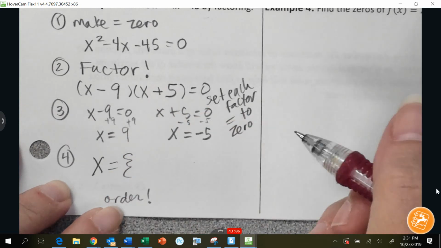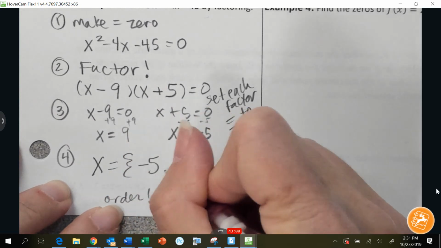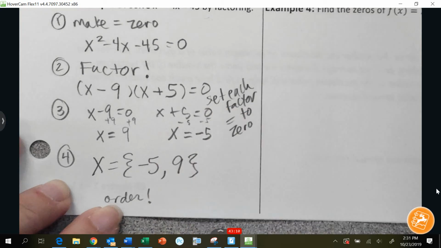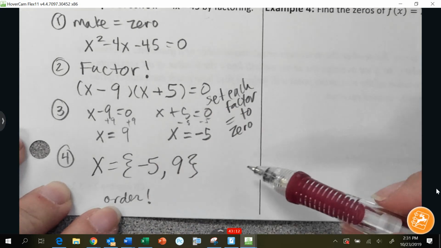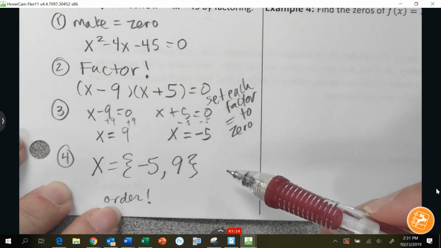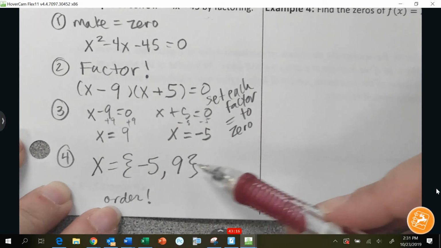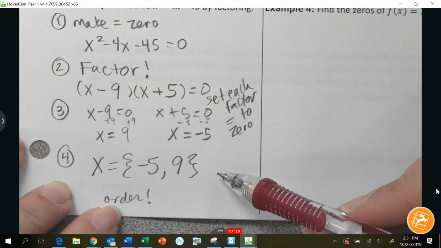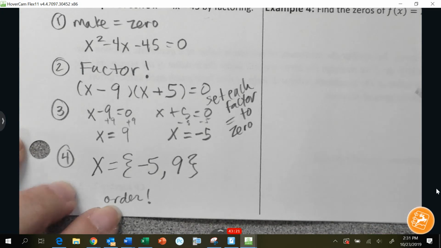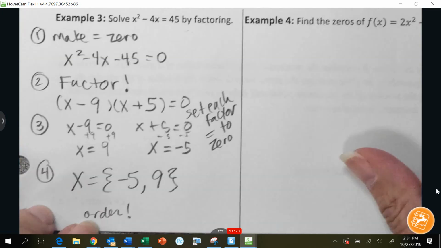That means which one's smaller? Negative 5 and then 9. And remember, you were really not finding x-intercepts, you're just solving it. That's why we only wrote the negative 5 and the 9. If I were doing graphs, I'd have ordered pairs, but I wasn't doing a graph. We do it the same way, though.